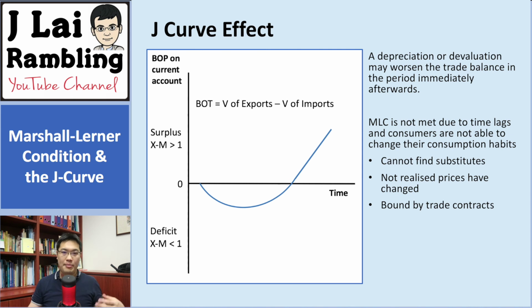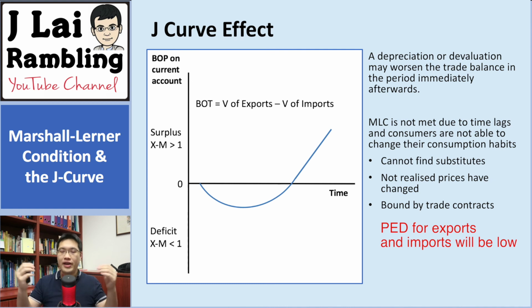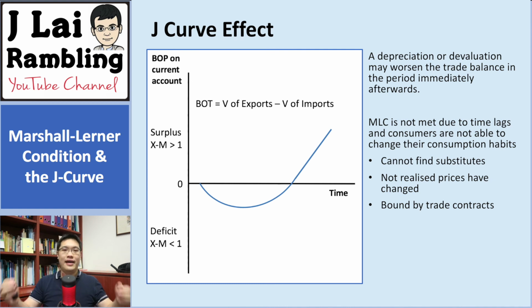Thirdly, people might be bound by trade contracts. They cannot reduce their consumption immediately. They may be bound to buy a fixed amount of goods and services, regardless of what the depreciation is. And the implication of all these reasons is that the PED for exports and the PED for imports will be very low. They're very unresponsive. And that's why the Marshall-Lerner condition is not satisfied, and the depreciation will not result in an improvement in the balance of trade in the short term.